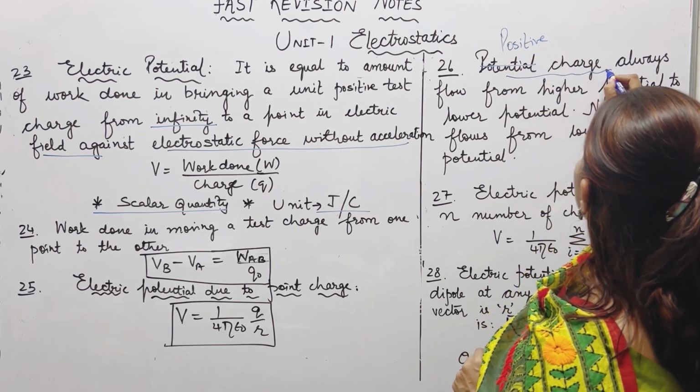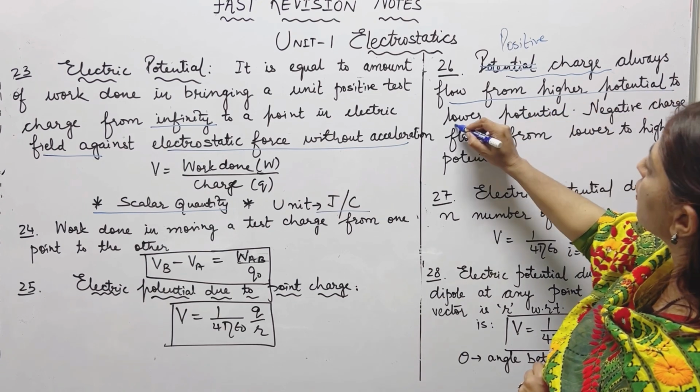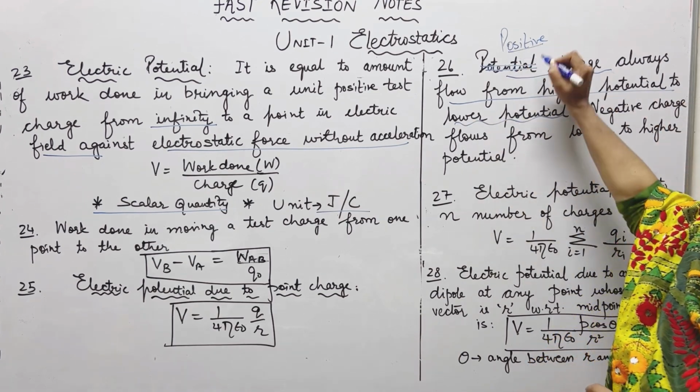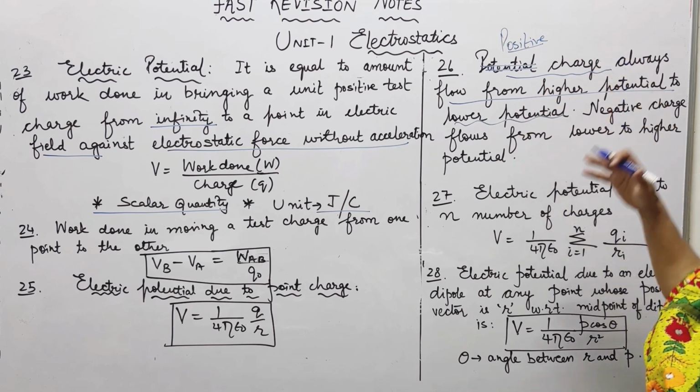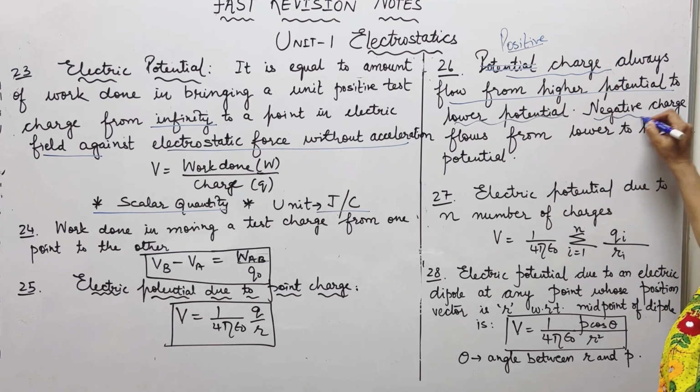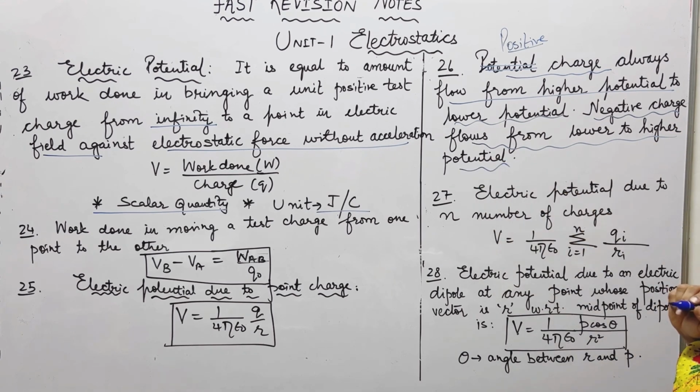Positive charge always moves from higher potential to lower potential. This is the nature of the positive charge: it moves from the higher potential to the lower one. On the other side, the negative charge flows from lower to higher potential.